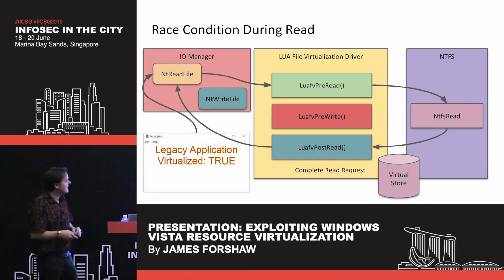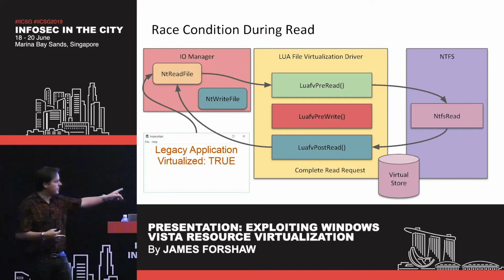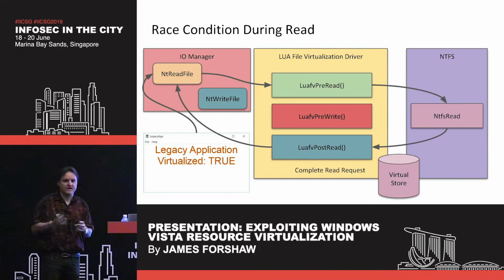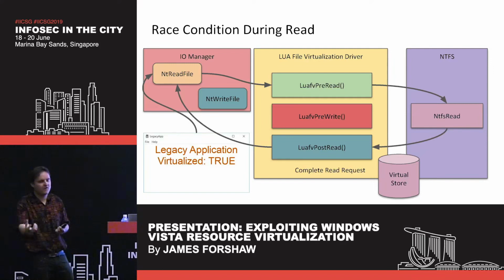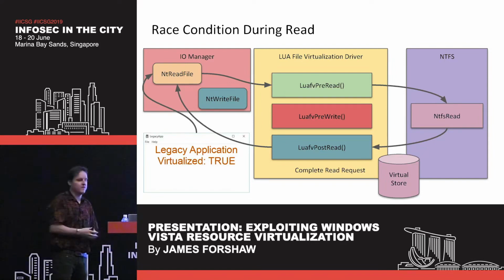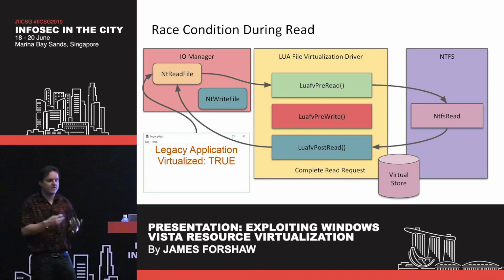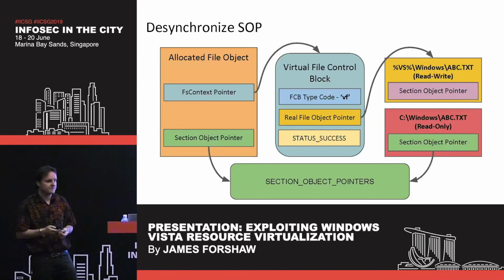The read file then completes, and of course, if the write is all completed, all the virtual store operations have completed, the post read operation goes, right, okay, I finished reading. I'm going to get the real file object from my context pointer, which is the old read-only file that it passed in originally. And I'm going to copy the section object pointer from that read-only file back into my top level file object, overwriting what that virtualization process had already done.